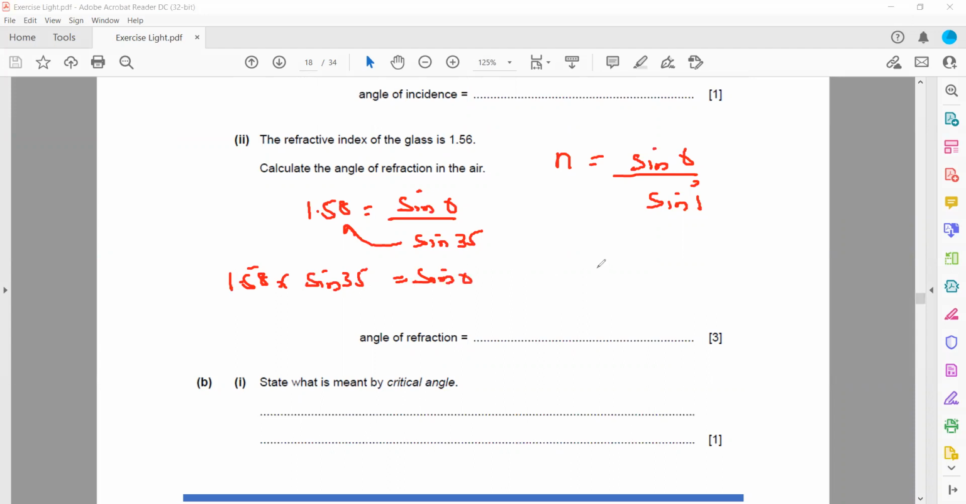So when we multiply these two values, it was 0.9 equals sine r, and we need r only, so sine will move to the other side. It will become sine inverse. So it will be sine inverse 0.9 equals r, which is 64.23 degrees.